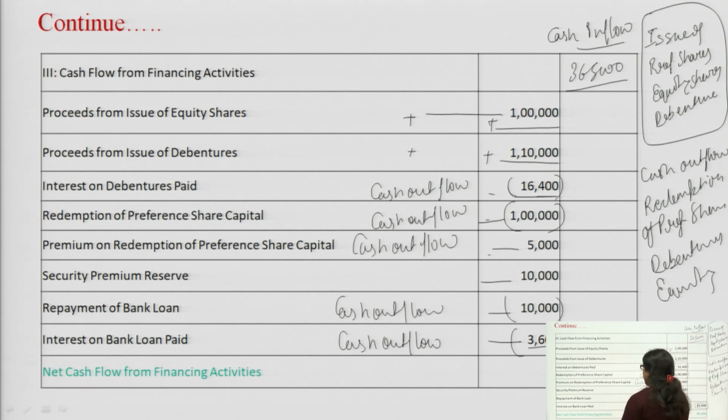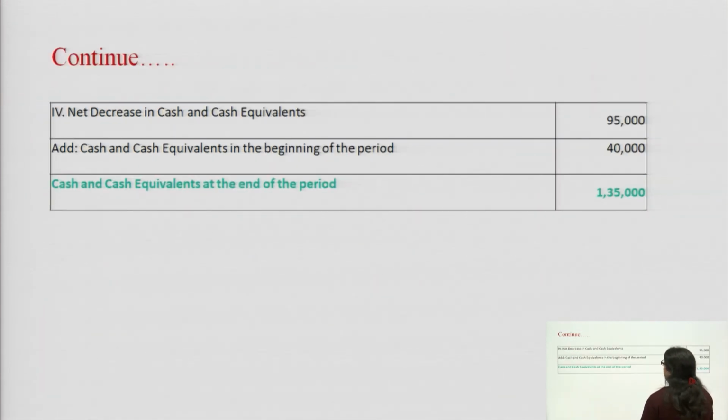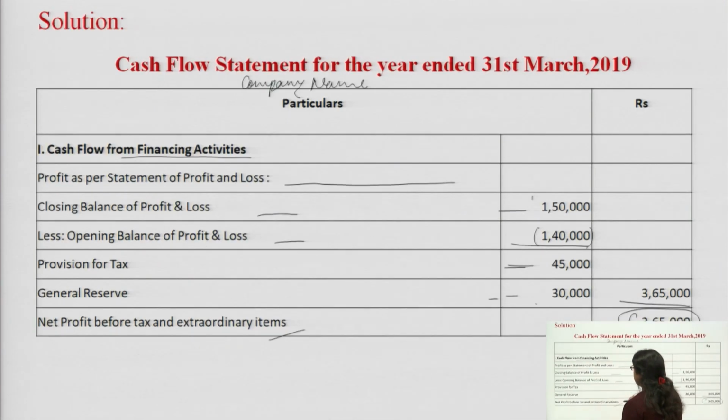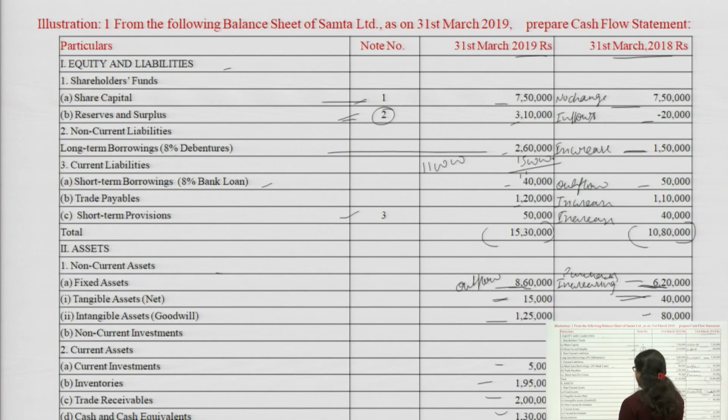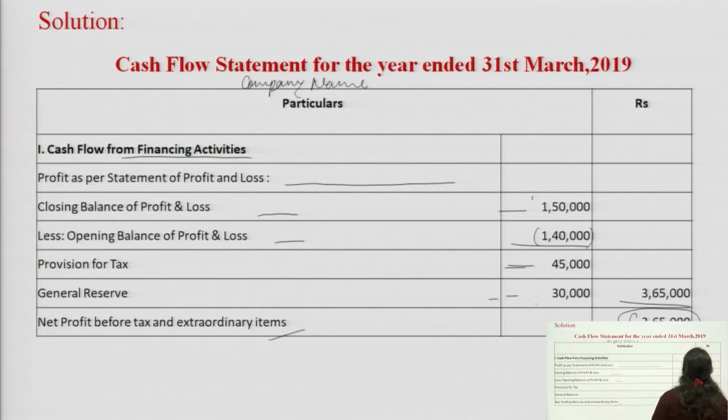This is the net cash flow from the financing activities. This is how we get the net decrease in cash and cash equivalent. We will check it. It is 95,000, cash and cash equivalent at the beginning of the period. See this 40,000, and we need to check the cash balance in the balance sheet. See here in the balance sheet, the cash and cash equivalent was 25,000 and 1,30,000. We will carry on with this.